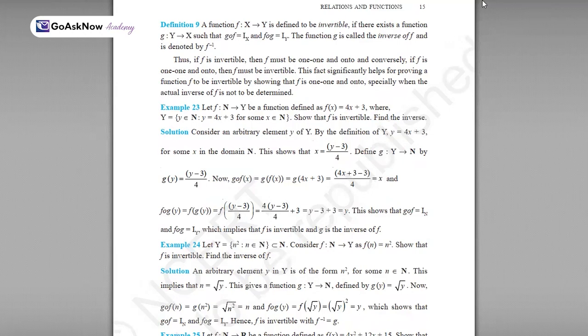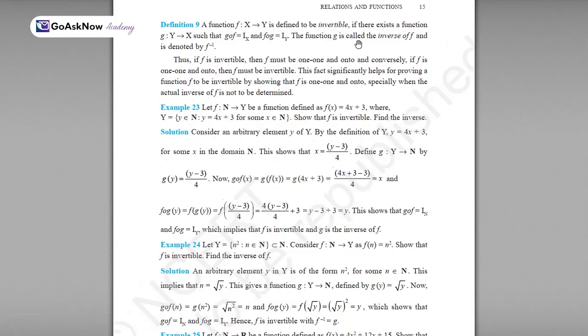Hello, dear students. Previously we covered the relations and functions lecture three, and we have seen the types of relation in the first lecture, and then we saw what functions are, types of functions, invertible function, and what is composition of function. Now, in this lecture, we will continue our previous discussion and try to solve some questions also.